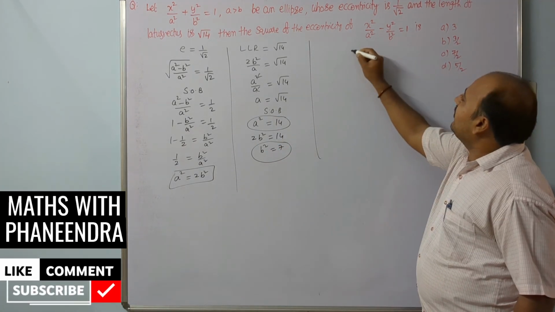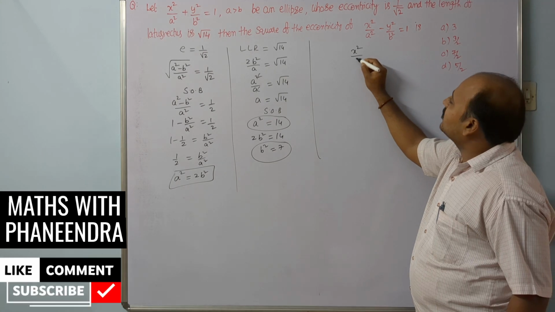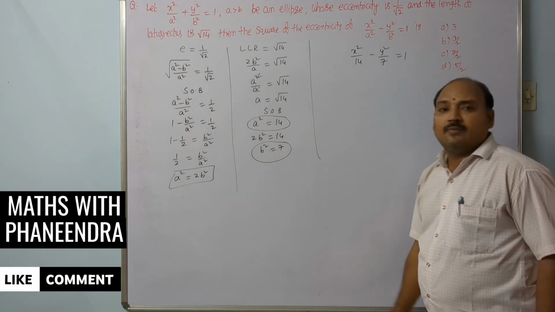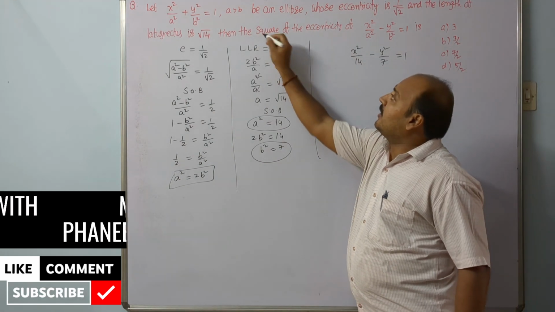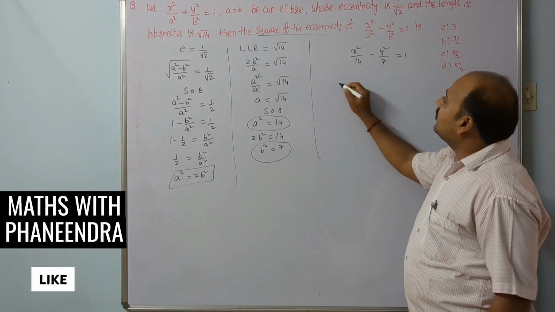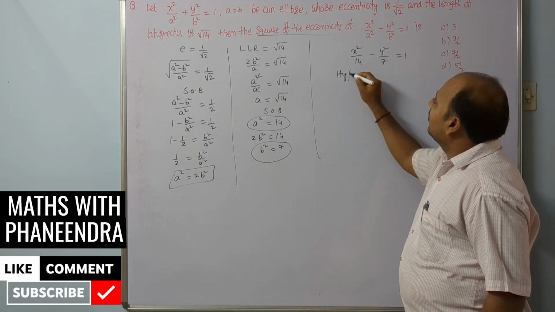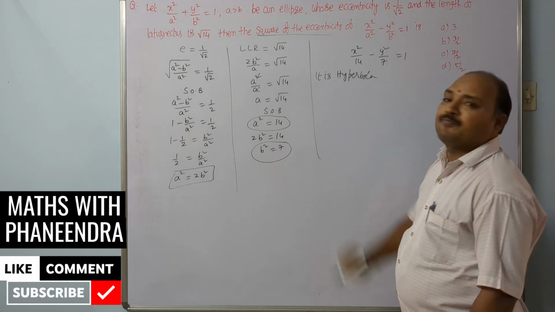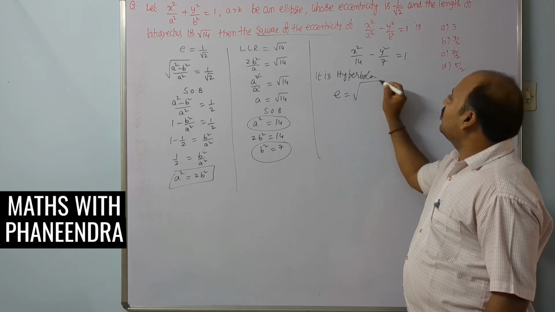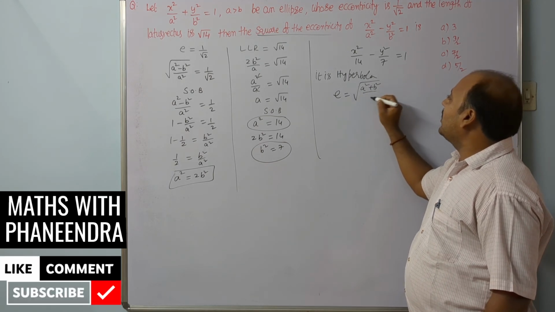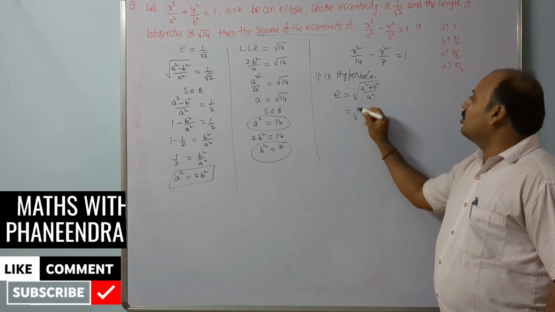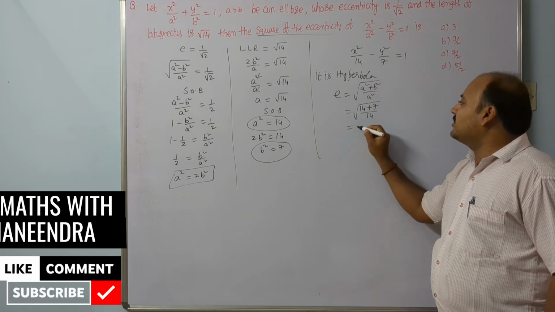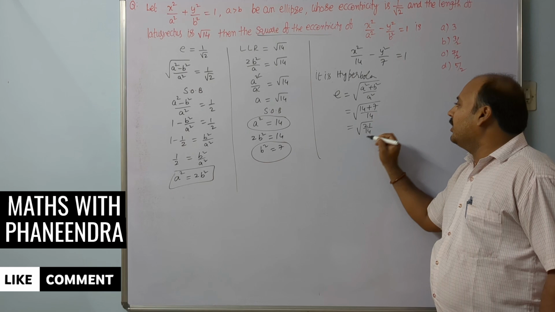So this equation becomes x square by a square minus y square by b square equal to 1. For this equation, this is the hyperbola. For this hyperbola, eccentricity e is equal to root of (a square plus b square) by a square, which is equal to root over (14 plus 7) divided by 14. That is equal to root over 21 by 14.